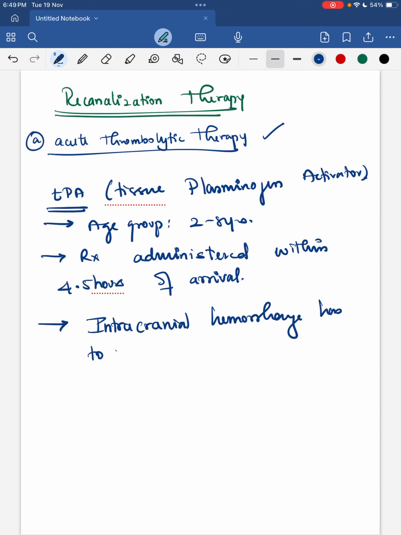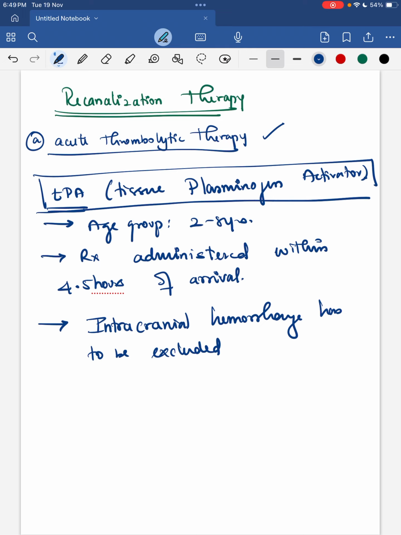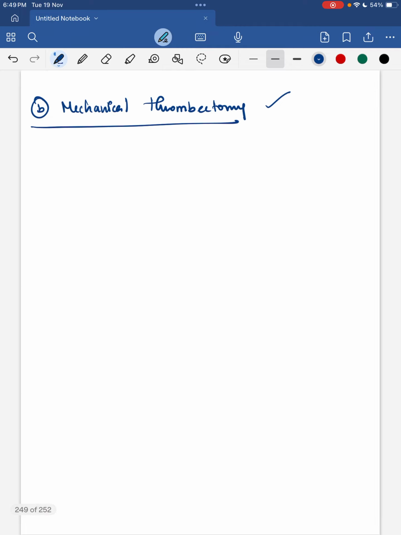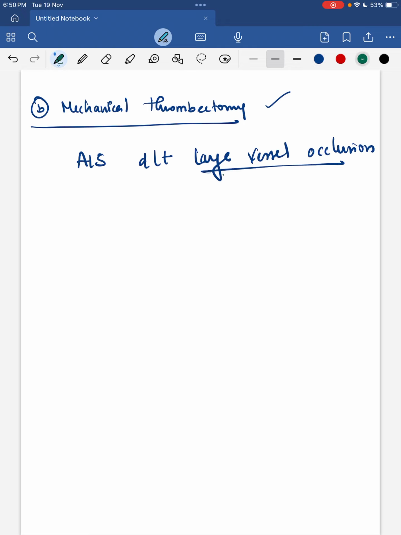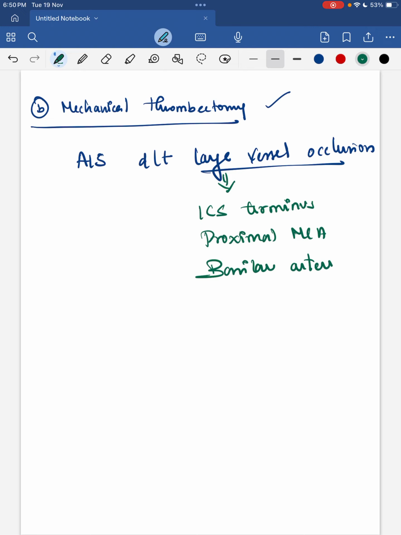Next is your mechanical thrombectomy. Mechanical thrombectomy is mainly considered for acute ischemic stroke due to large vessel occlusion. So large vessel occlusion means when it involves the ICA terminus, or when it involves proximal MCA, or basilar artery. So mechanical thrombectomy can be used when it involves large vessels like ICA, proximal MCA and basilar artery. And age group for this mechanical thrombectomy can be between 1 to 18 years.